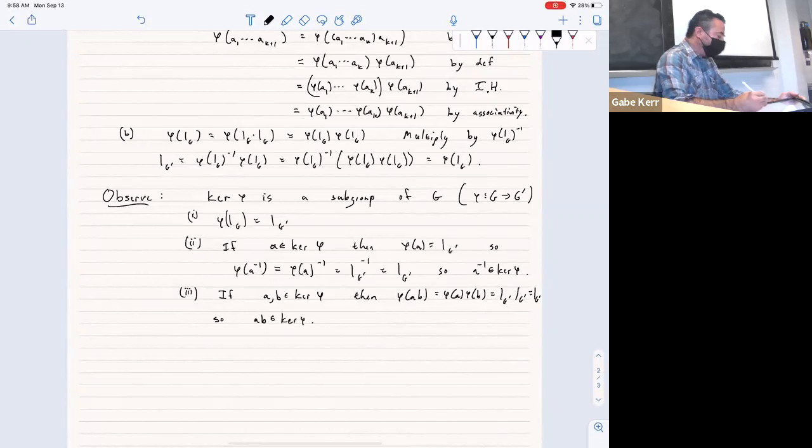So a kernel is not just a subset. The kernel is a subgroup. In fact, we'll see it's a special kind of subgroup called a normal subgroup. And these subgroups are very useful to try to understand homomorphisms and how you relate groups.